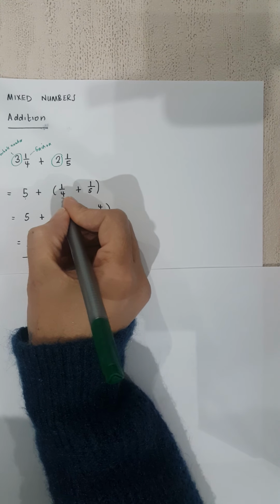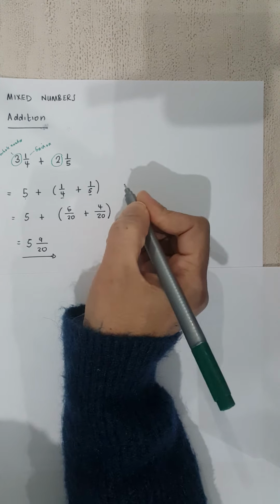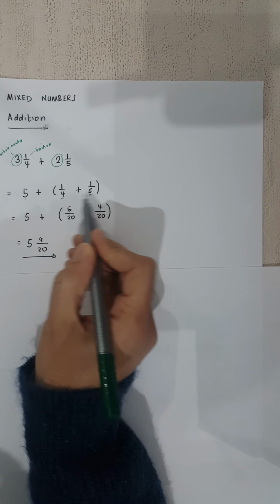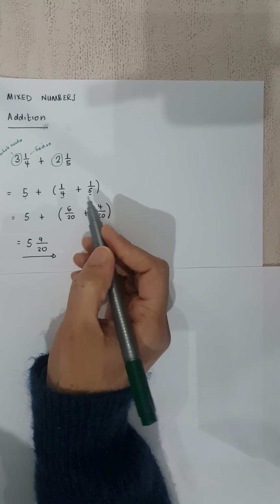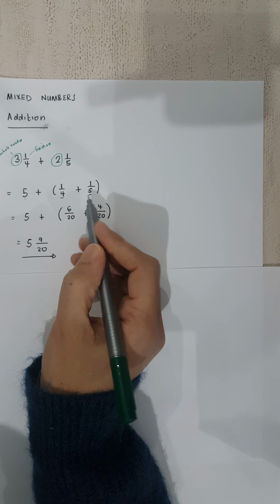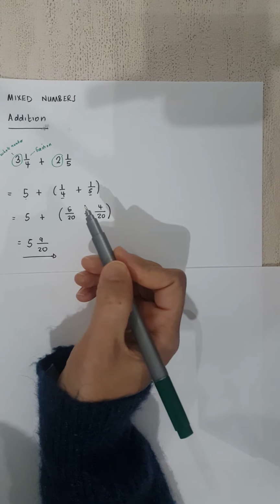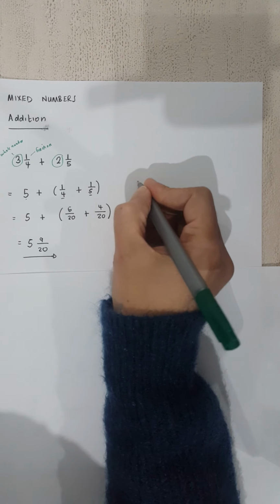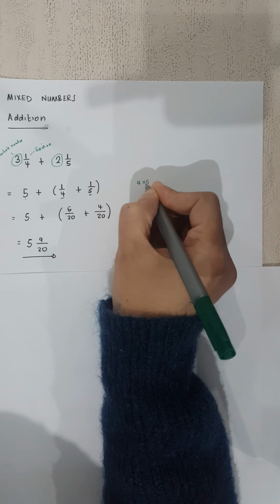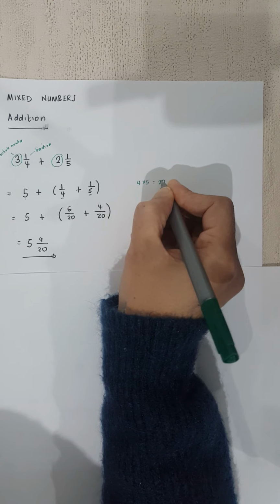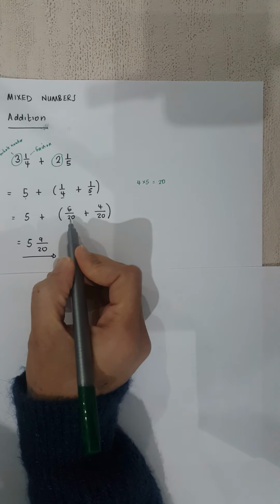Now remember here the denominators are not the same, so we can't just add these fractions together. What we have to do is get a common denominator. So we look at our smaller denominator. Can 4 divide into 5? No, it can't. So I'm going to multiply the denominators together and I'm going to get a common denominator of 20. So I'm going to use 20.